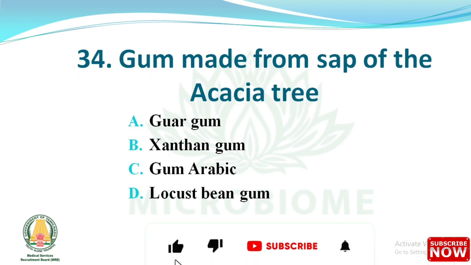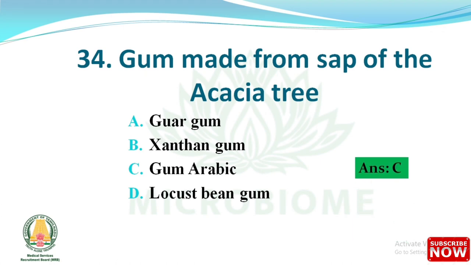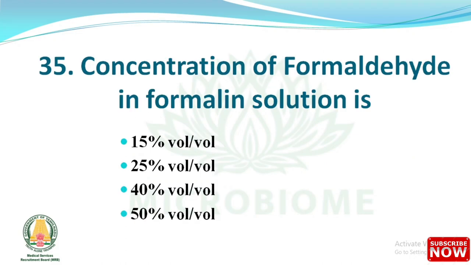And next, gum made from sap of the acacia tree. The options are guar gum, sandal gum, gum arabic, locust bean gum. The right answer, option C, gum arabic. And next, concentration of formaldehyde in formalin solution is, the right answer, option C, 40% volume by volume.